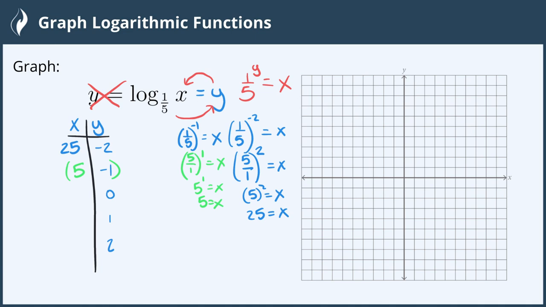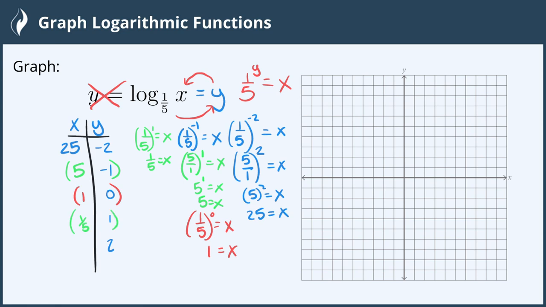Now let's go ahead and substitute 0 in. So we have 1/5 raised to the 0 equals x. Anything raised to the 0 power is 1, even fractions. So we end up with the point 1, 0. Now we can try 1. 1/5 raised to the first power is just 1/5. So we have the ordered pair 1/5 and 1.